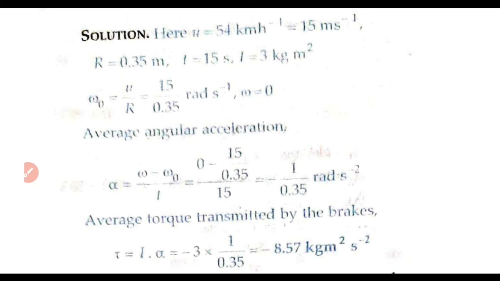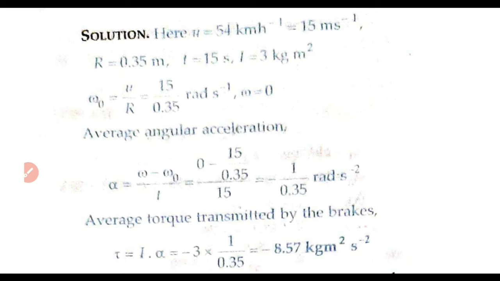Now omega and omega 0: finally it is coming to rest. So omega, the final angular velocity, is 0. Now the initial angular velocity we need to find. So we can use the simple equation v equal to r omega, so omega equal to v by r. Here the initial velocity is given as 54 km per hour. We can convert kilometer per hour to meter per second. For that we need to multiply it with 5 by 18. So 54 into 5 by 18, we will get 15 meter per second.